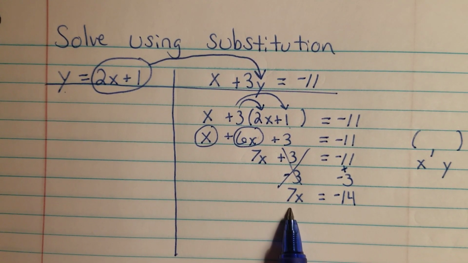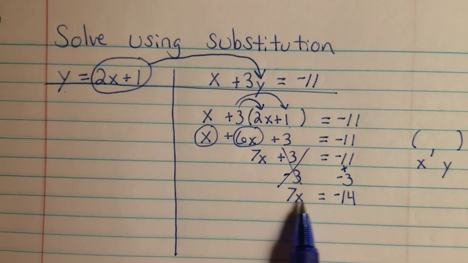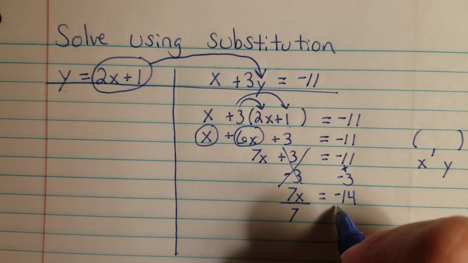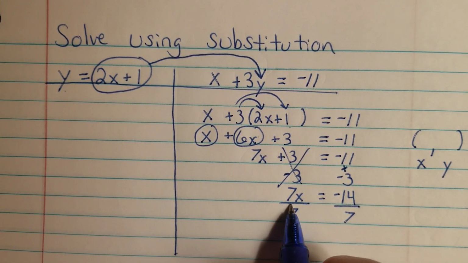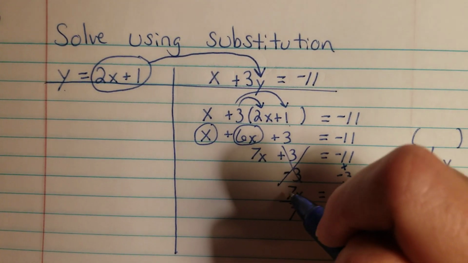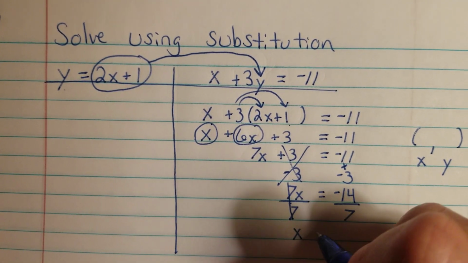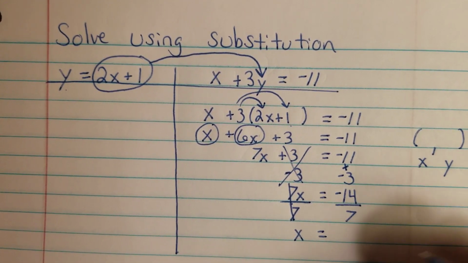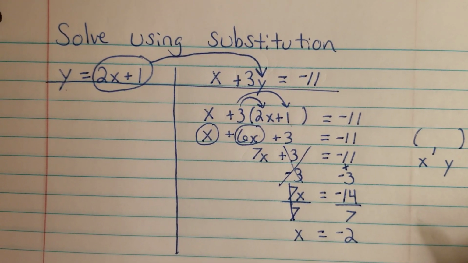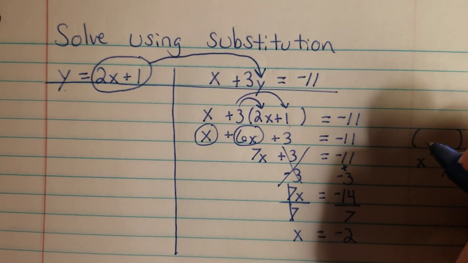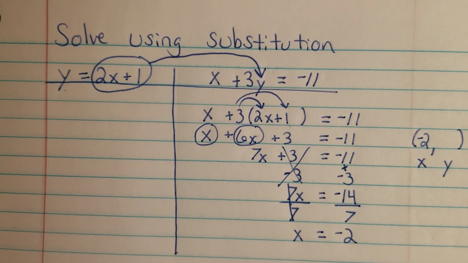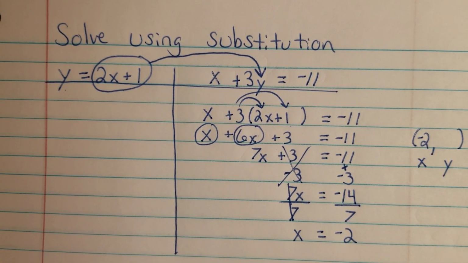The last step is undoing a multiplication or division. This is 7 times x, so I'm going to divide by 7. Divide by your coefficient of x. 7 divided by 7 leaves you with 1x. Negative 14 divided by 7 gives you negative 2. So x equals negative 2. So I've got half of my system solved. I've got my x, now I need my y.